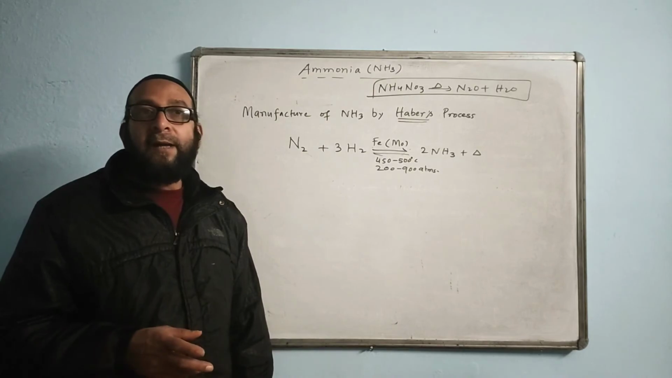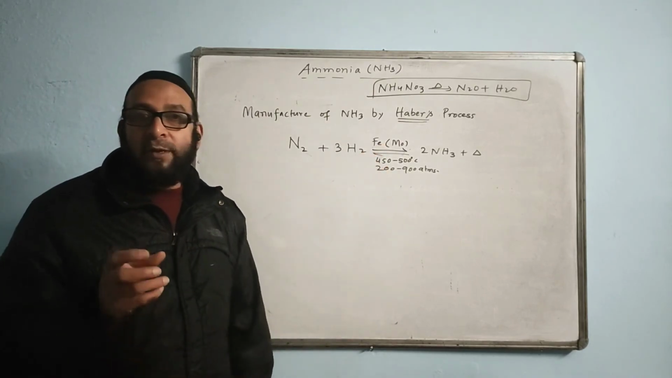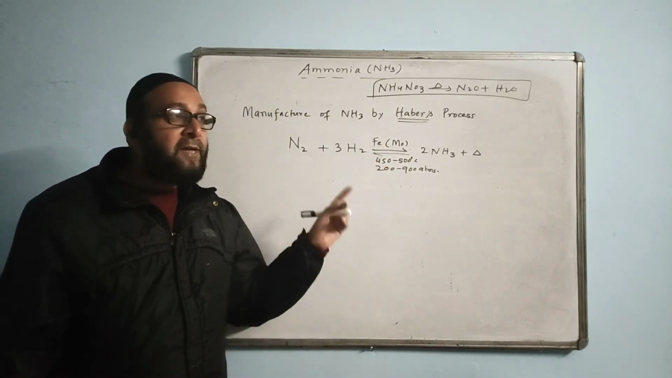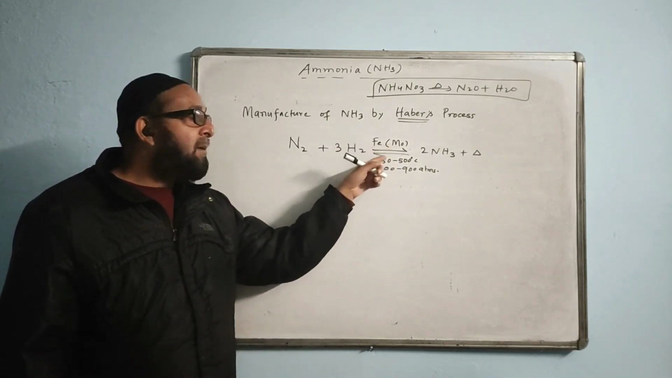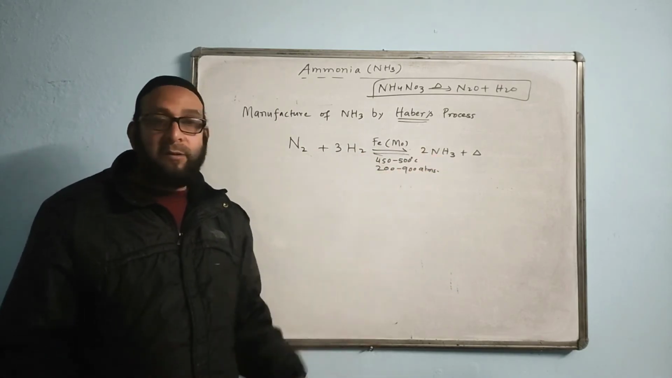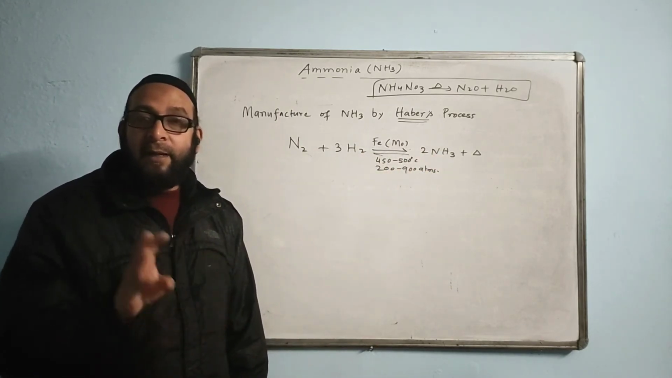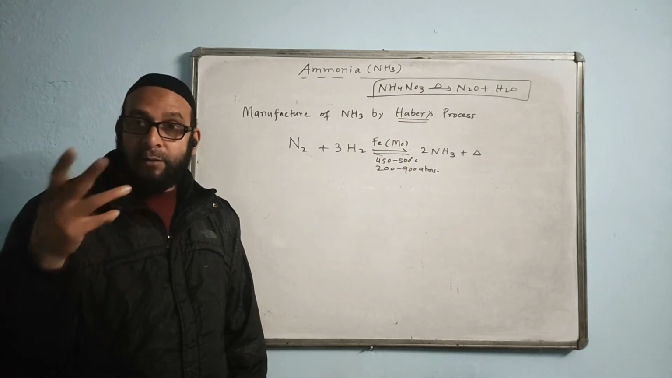So a question may come: why is the catalyst platinum only initially heated? Because the reaction itself is exothermic. Now, for any reversible reaction, the forward reaction is favored by low temperature and high pressure.